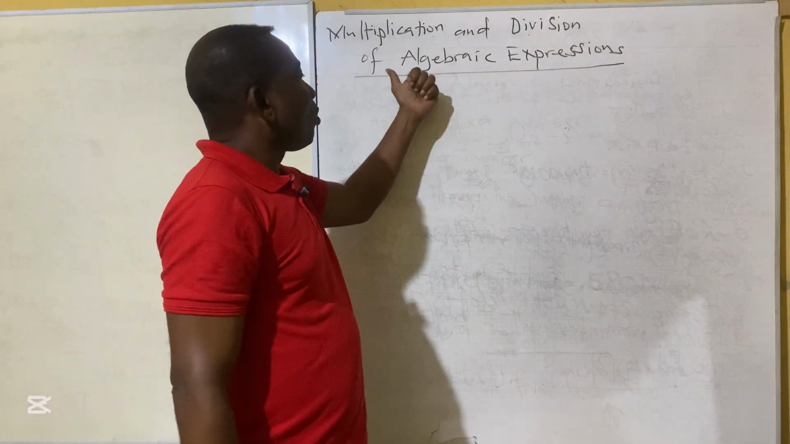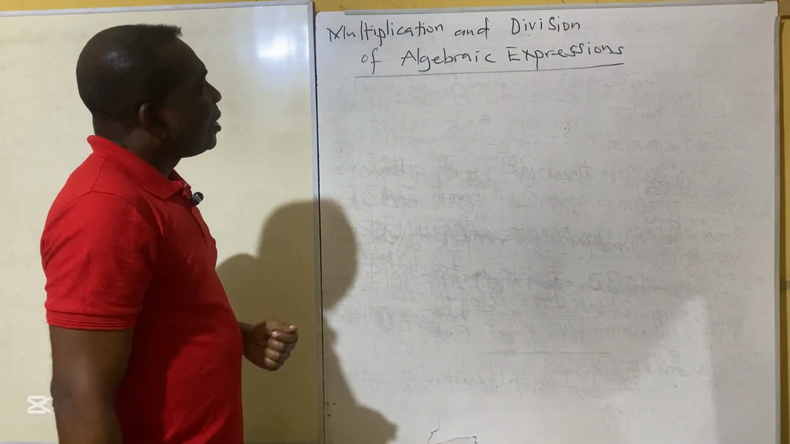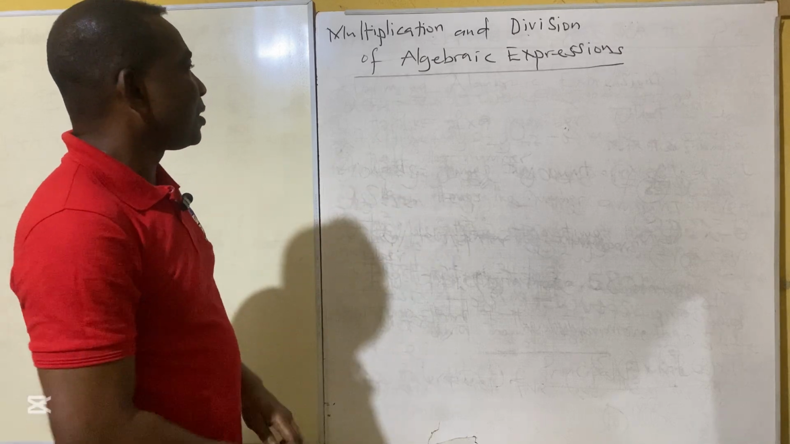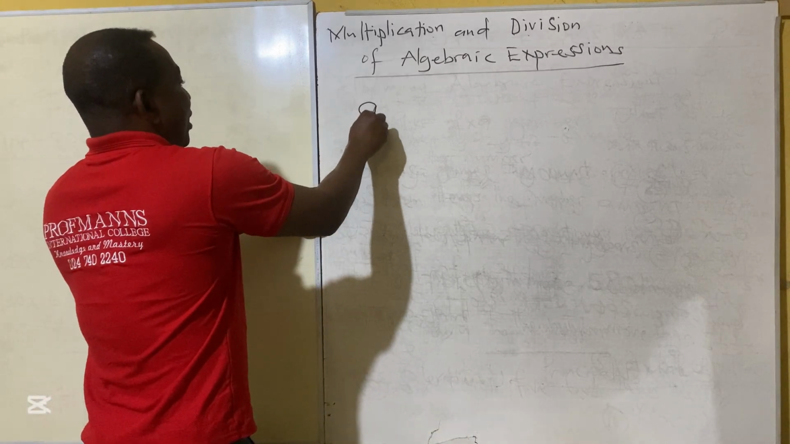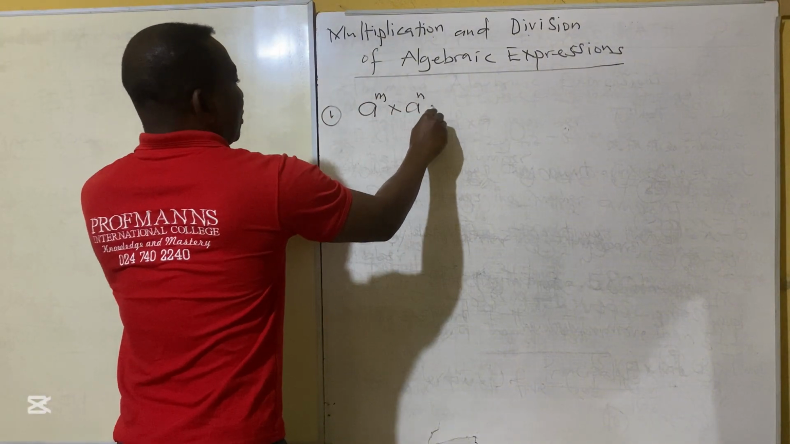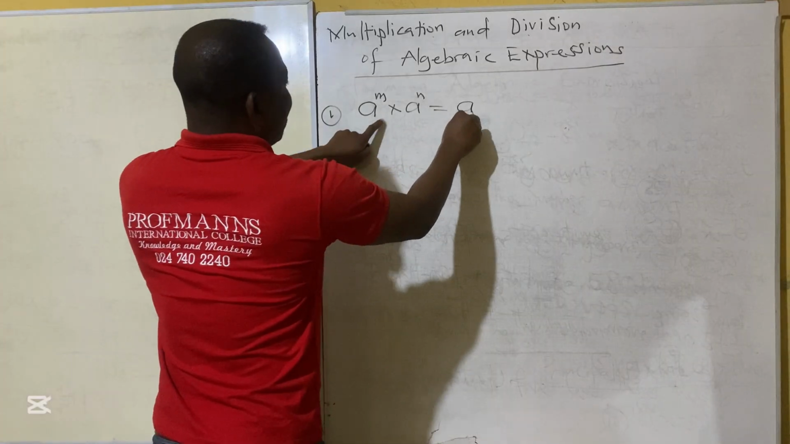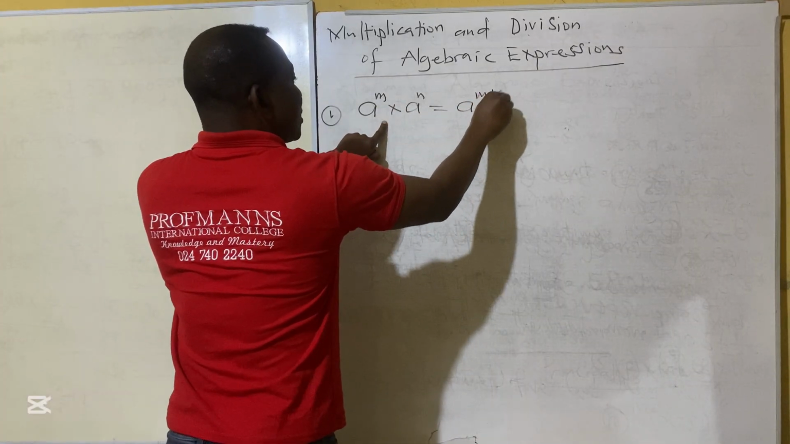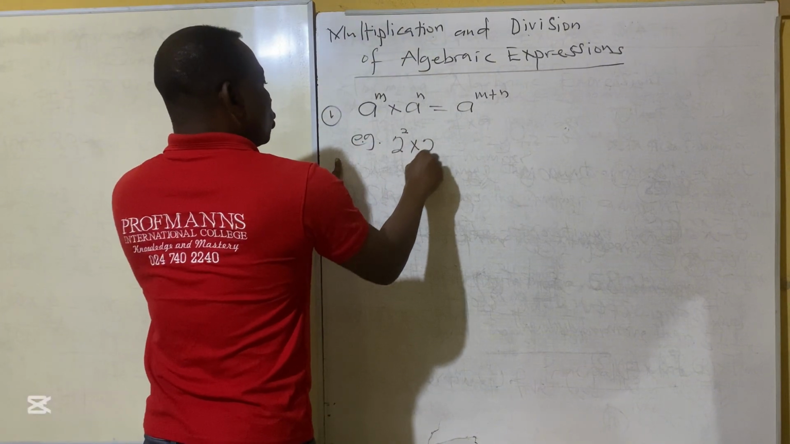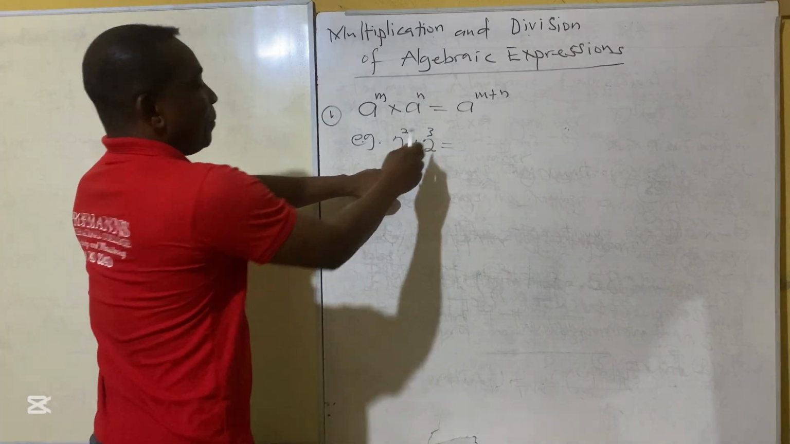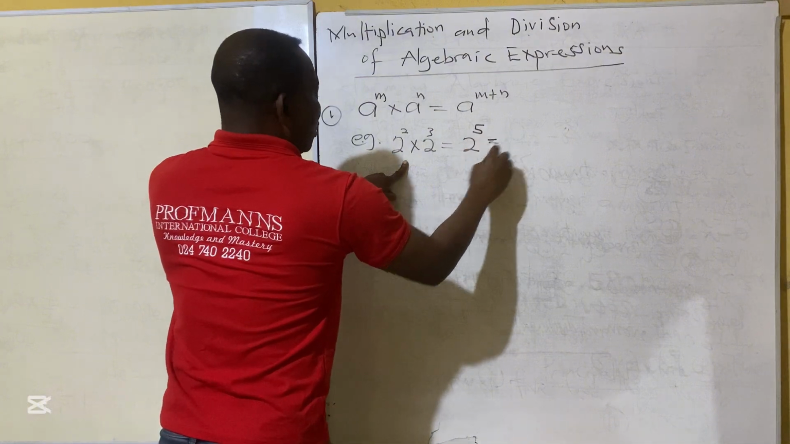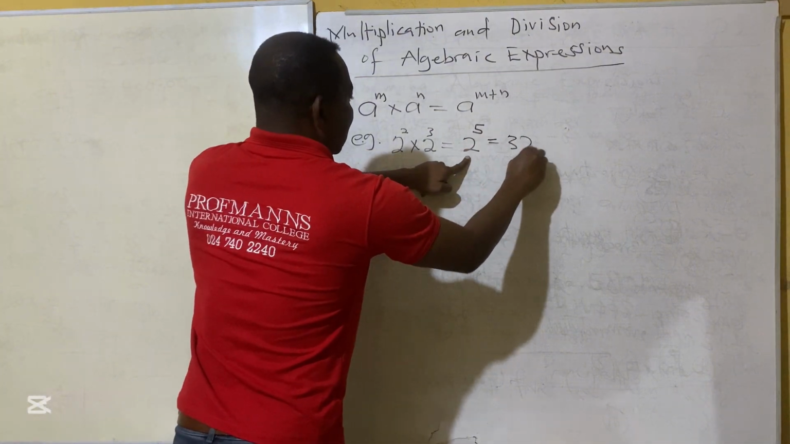Multiplication and division of algebraic expression. Okay, in this, we make use of the laws of indices, or we say the basic rules of indices, which are, if you have a to the power m times a to the power n, since the bases are the same, you maintain the common base a, then you add the exponents, which is m plus n. So we have an example to be 2 to the power 2 times 2 to the power 3. The bases are the same, so we maintain the 2 and add the exponents, which gives us what? 5. So when we evaluate this, it will give us 32.